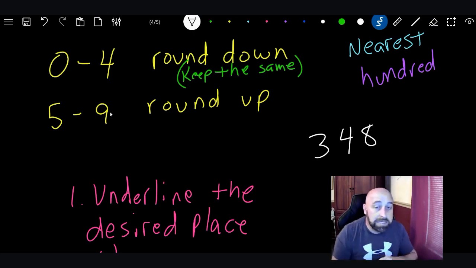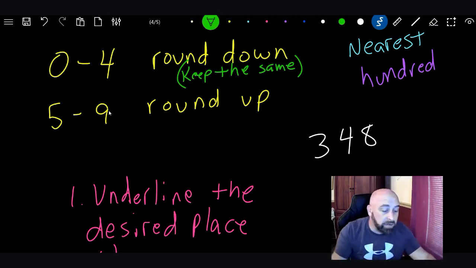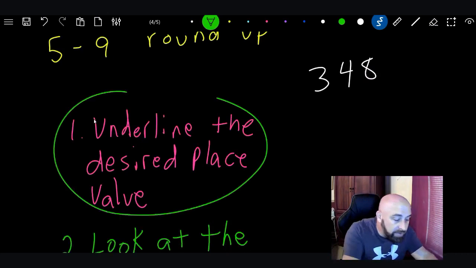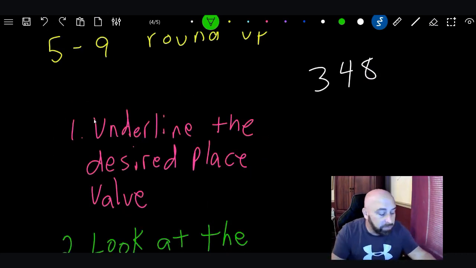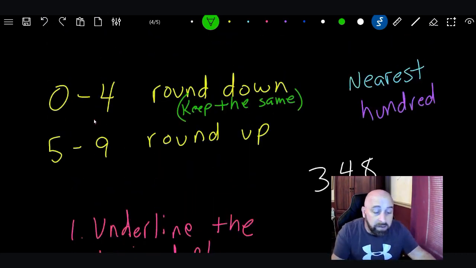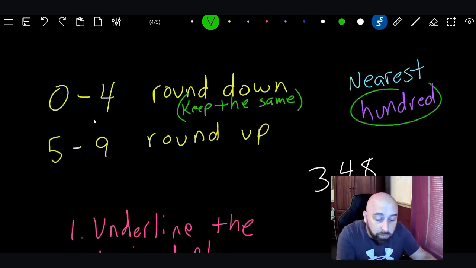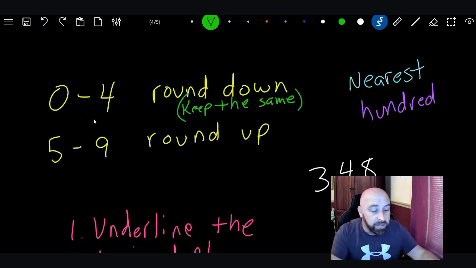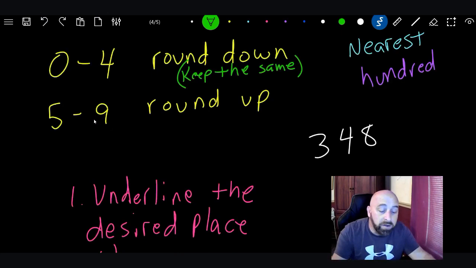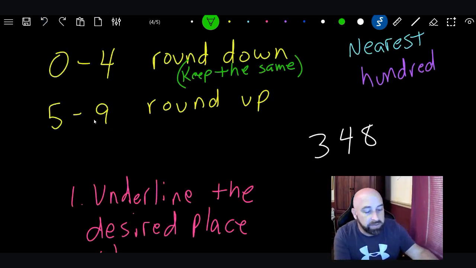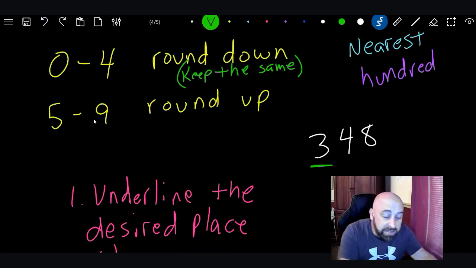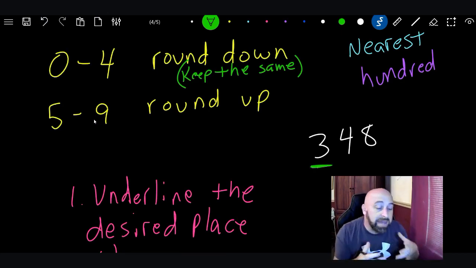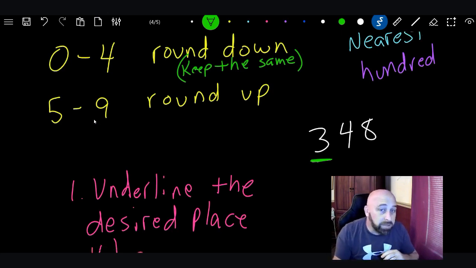Now here's what we want to do. We want to follow our little steps. Underline the desired place value. So what is the desired place value? We want to go to the 100, so we're going to underline the 100. Remember, ones, tens, hundreds. So this is our desired place value. That's the hundreds place.